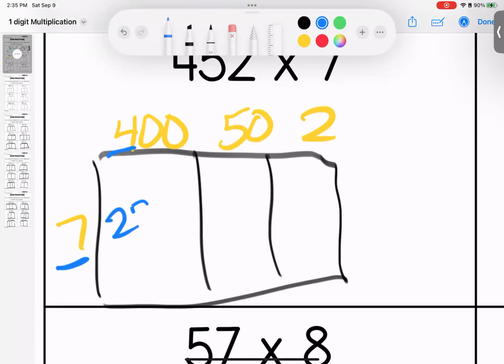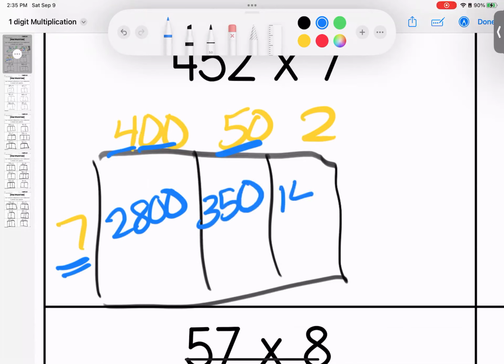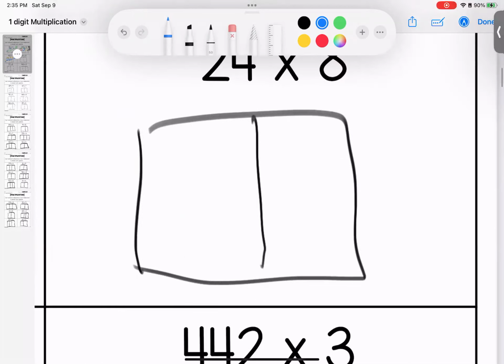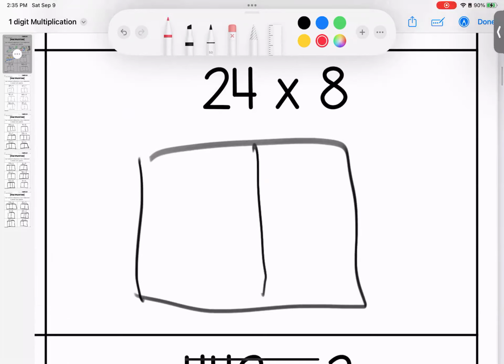Breaking this up into 450 and 2 times 7. 7 times 4 is 28, there's 2 zeros. 7 times 5 is 35, 1 zero. 7 times 2 is 14. When I stack this up and do 2,800 plus 350 plus 14, I get 3,164.